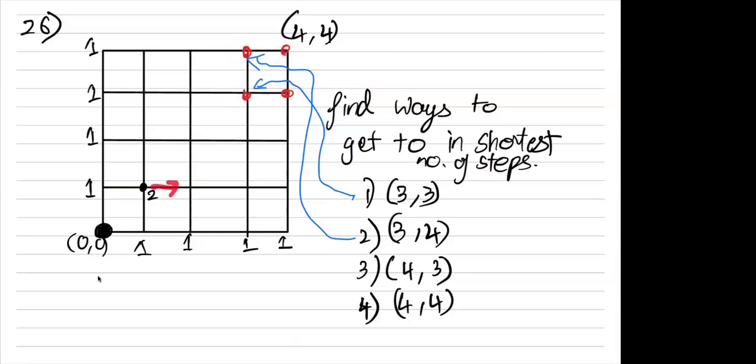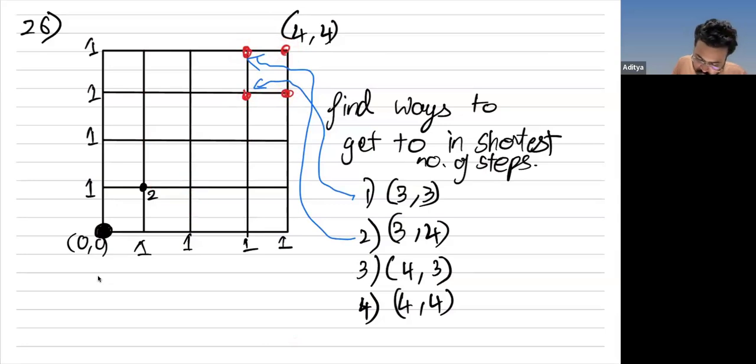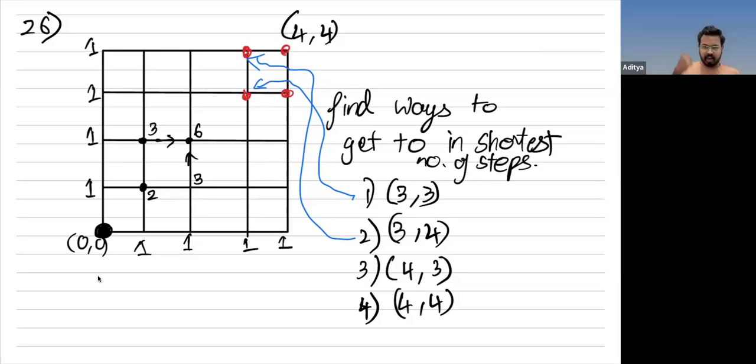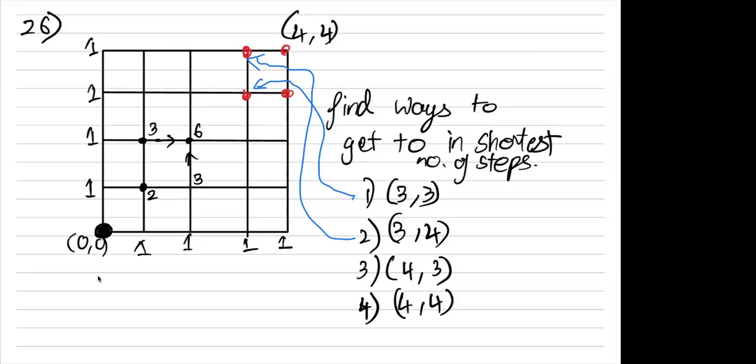For example, I'll write the number of ways to get to this point. It will be 2 plus 1. How much is that? 3. Similarly, this point will also be 3. The number of ways to get to this point will be 3 plus 3. Try to solve it that way. So basically, you add the ones on the bottom and on the left, and you will get the number of ways to get to that point. So it's the bottom right and top left.